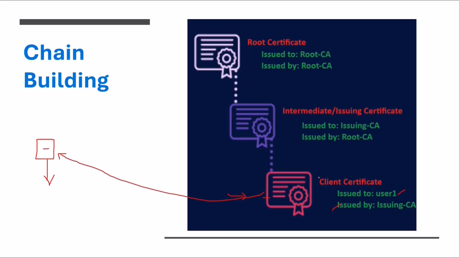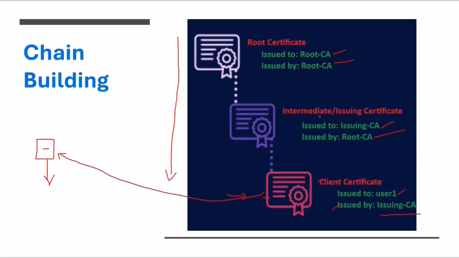What I mean by that is, this is the client certificate which has been issued by the issuing CA. Now, if anybody asks you what is the chain of this issuing CA, the chain would be the certificate which is issued to the issuing CA by the root CA, and the certificate which is issued to the root CA by the root CA. So this is, in a way, kind of a hierarchy. First, there is a root certificate which is issued by the root to the root.